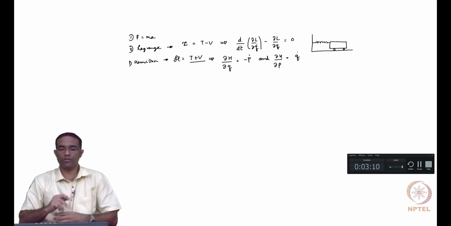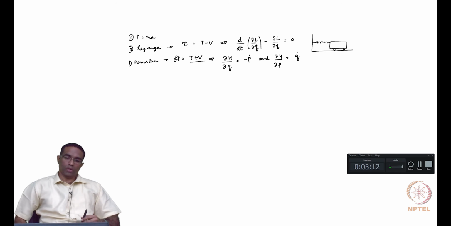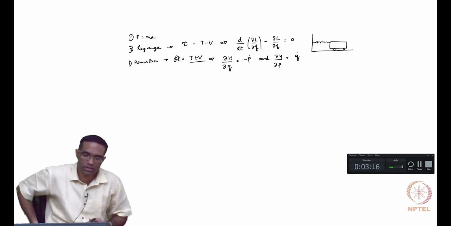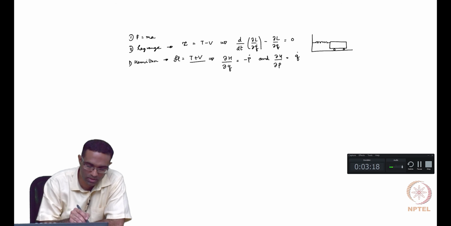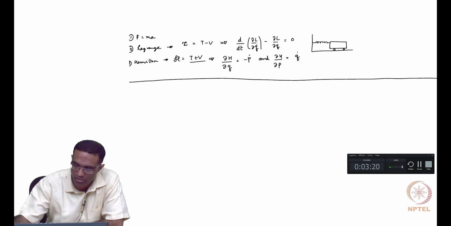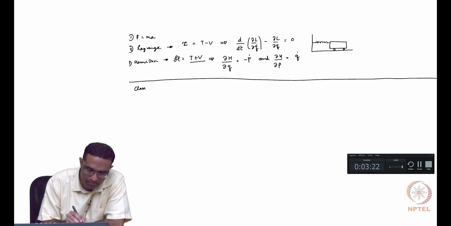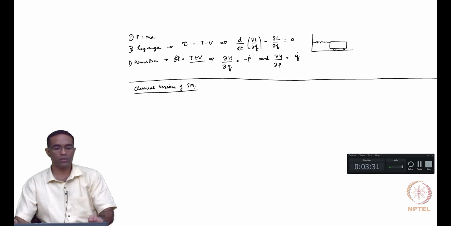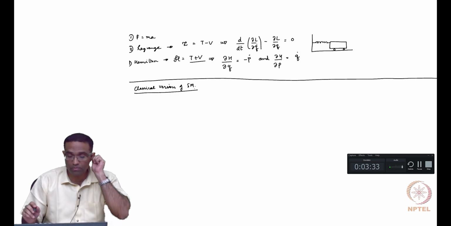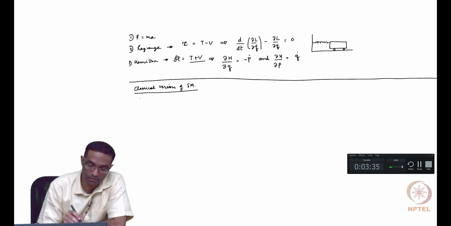These gave us the equations of motion, right? So now the whole idea is we are looking at what is referred to as the classical version of statistical mechanics, right? Statistical mechanics.